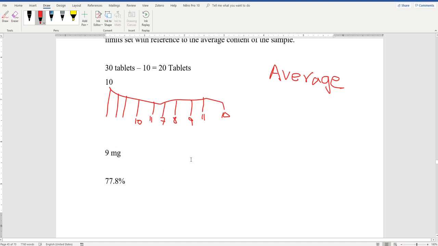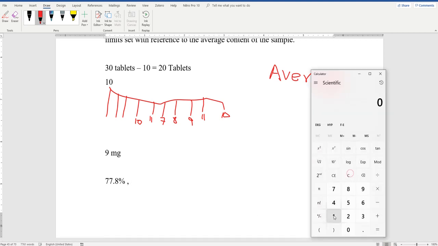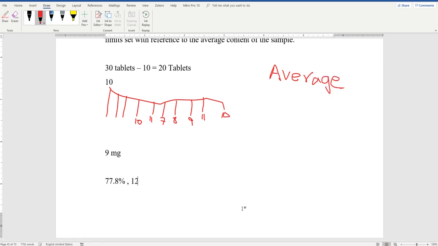Okay, the highest one is 11. So 11 by 9 multiplied by 100, you have 122.2%. Okay, you need to do the same for each one, for the 10, for the 11, for the 9. Of course the 9 is 100% because 9 over 9 multiplied by 100.